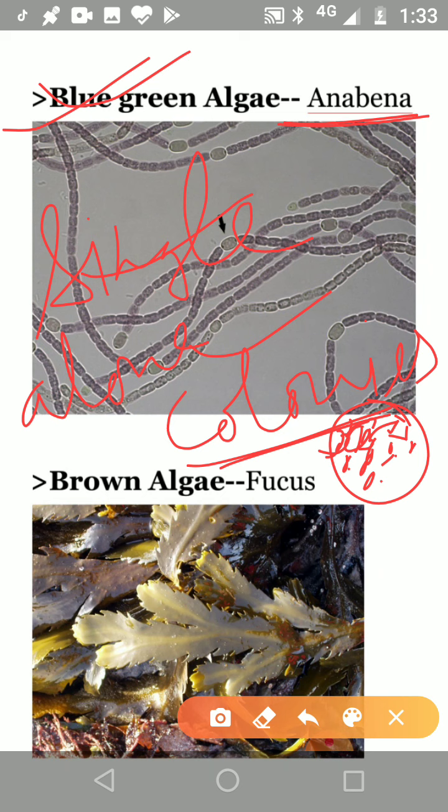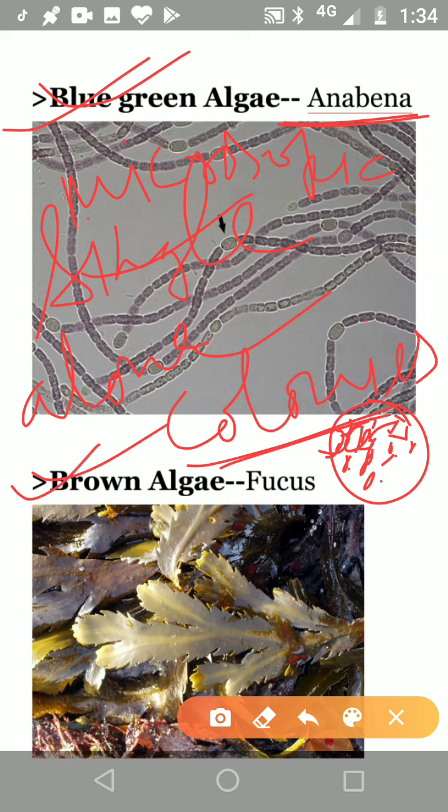What happens if you take pond water and put it under the microscope? You will find this kind of structure. Many more structures could also be found, but this kind of structure you will find if you take pond water and look at it with a microscope. So Anabena is again a microscopic organism.